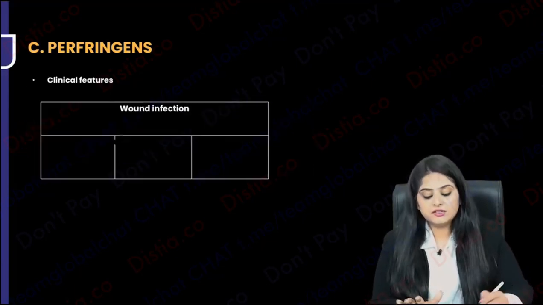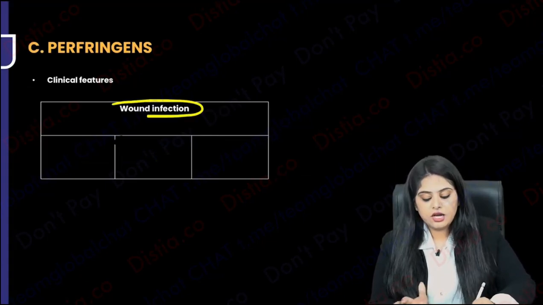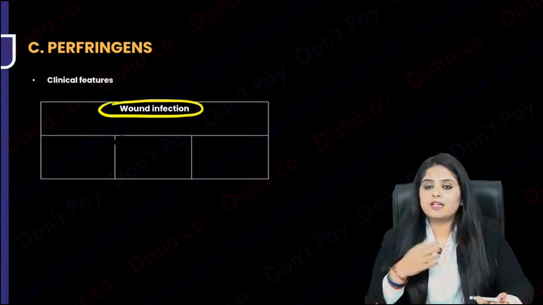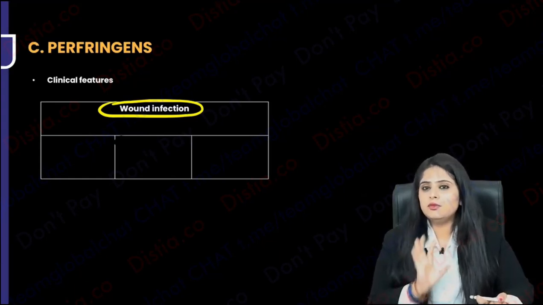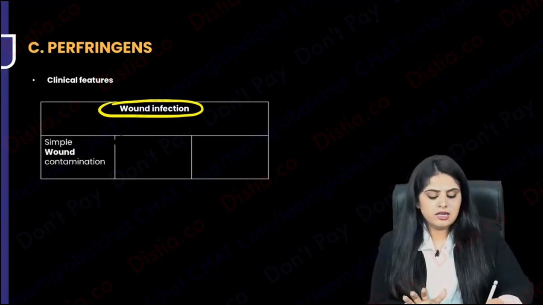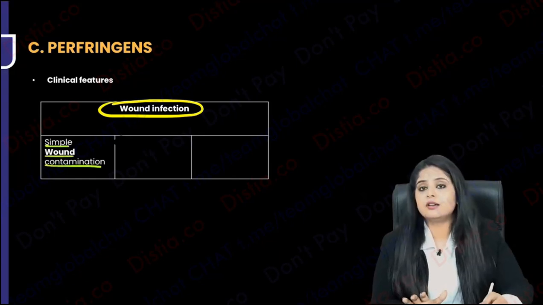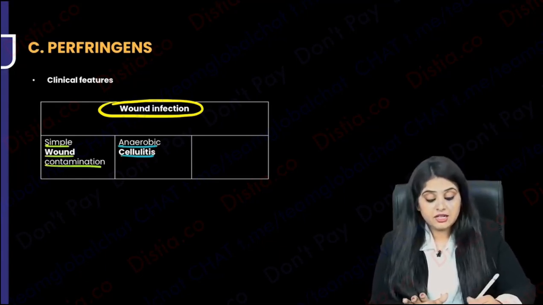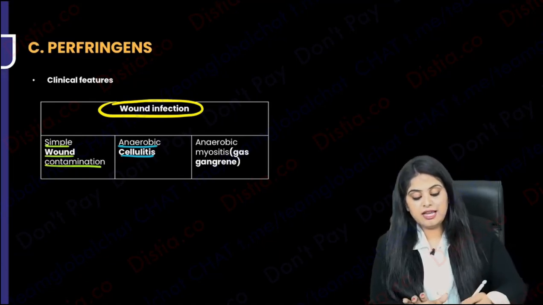What is the disease that it's causing? Of course, this is going to occur because of a wound infection. So most of the times there is some road traffic accident, some crushing injury, some kind of wound infection that has occurred. Because of it, starting with it is just any simple wound contamination can occur. But in advanced cases, it can result in anaerobic cellulitis and it can result in the most deadly gas gangrene.